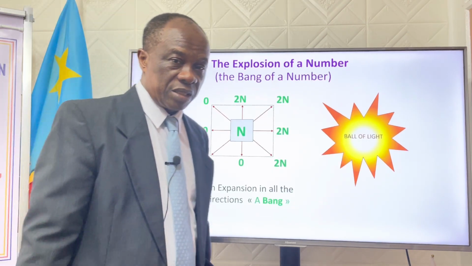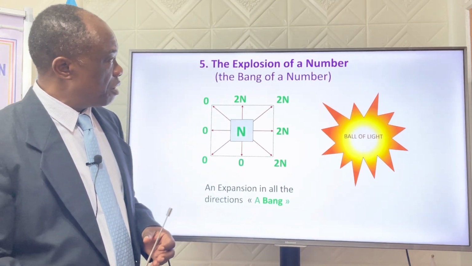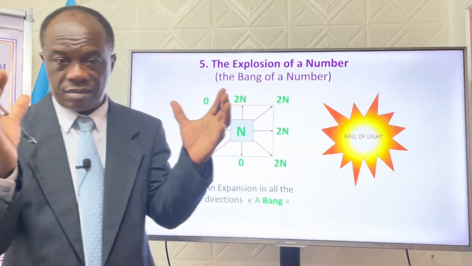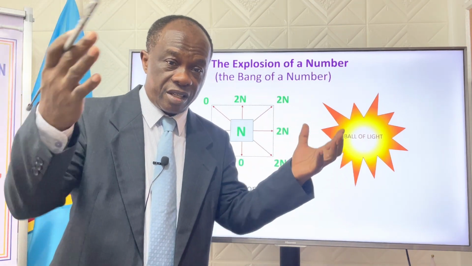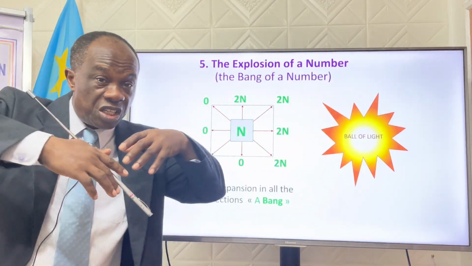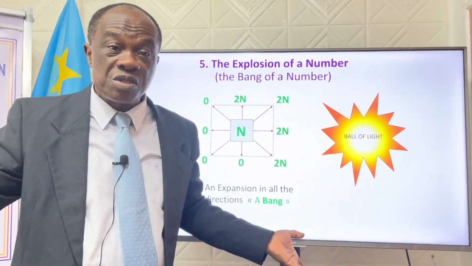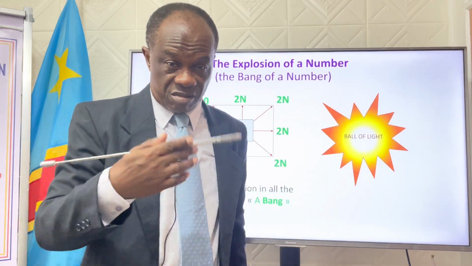Now we will talk about the explosion of a number. A number can explode. This is an explosion. If you have a ball of light, like the sun is a ball of light, it gives light, or it radiates in all directions, 300 degrees.